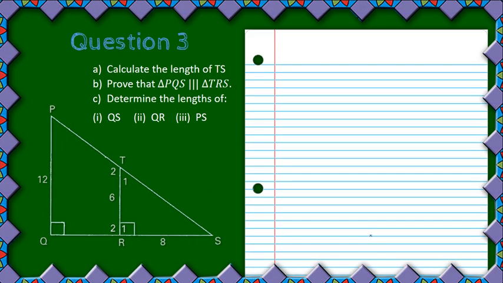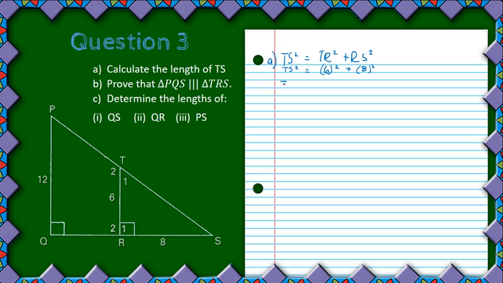Question 3. Calculate the length of TS. So where's TS? T is over here. And what do we know about this triangle? First of all, we know that it's a right angle triangle. And we have the other two shorter sides. So that means we can use the theorem of Pythagoras, where we have that TS squared is equal to TR squared plus RS squared. Okay, so that is going to be that TS squared is equal to, what are our values? TR is 6 squared plus RS is 8 squared.